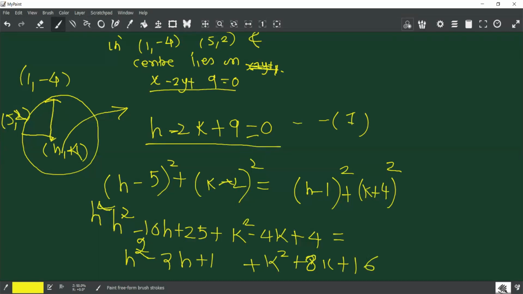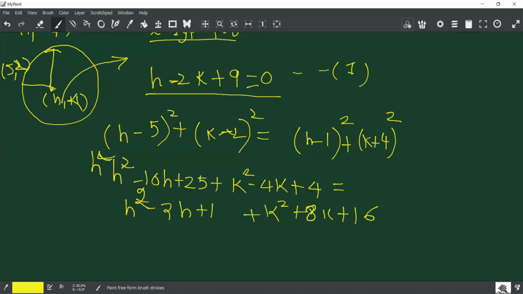So H square and K square will cancel from either side. Take all terms in H on one side, all terms in K on one side. You got the equations? 8H, because this and this I'm taking together. 8K इधर आके then 12K is equal to 12. आया?